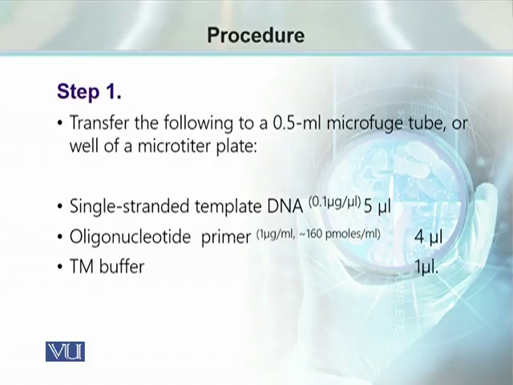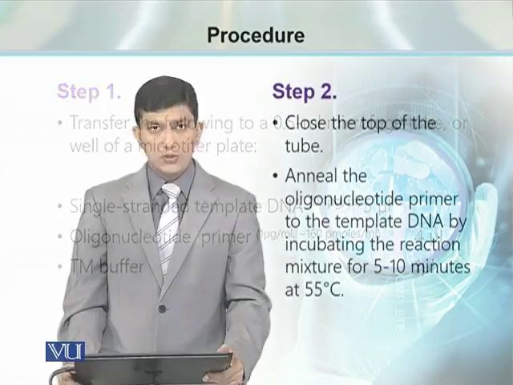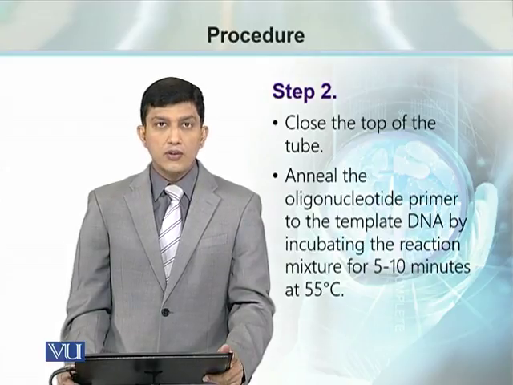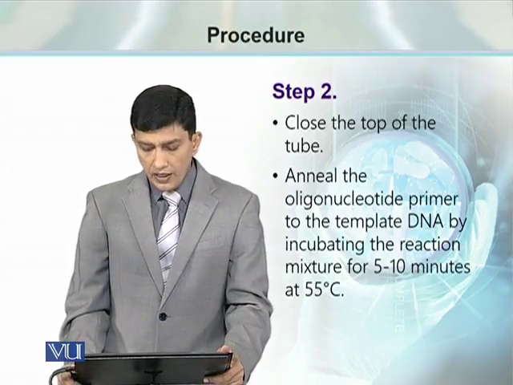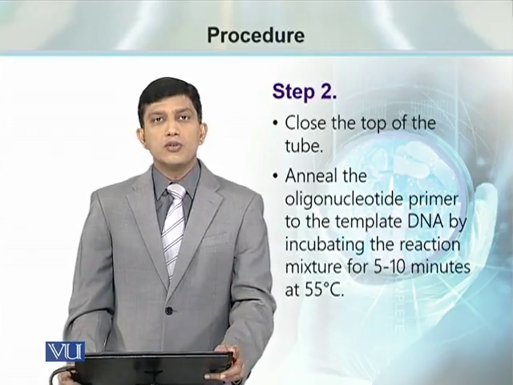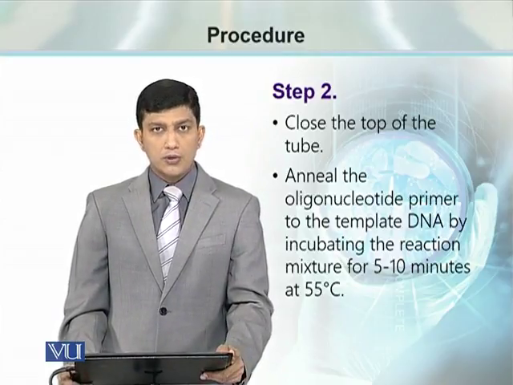So the first step is to prepare the template along with the primer for annealing. For that purpose, we are going to add single-stranded DNA in the volume of 5 microliter along with the oligonucleotide primer 4 microliter, and the TM buffer is used here, that is 1 microliter. So the total volume will make up to 10 microliter. After closing the tube tightly, this mixture is incubated at 55 degrees centigrade for 5 to 10 minutes to complete the annealing process.